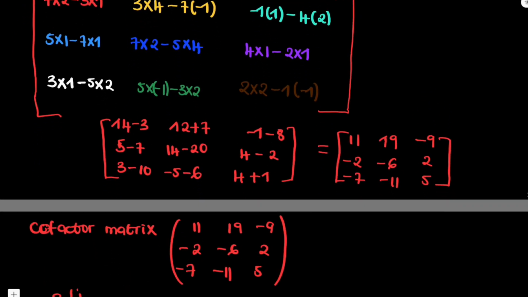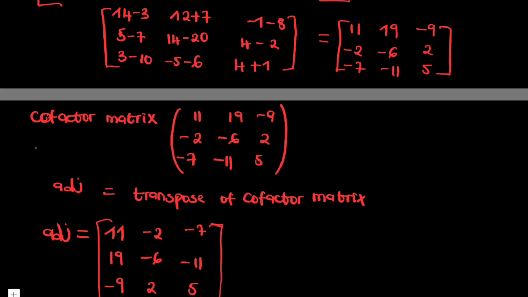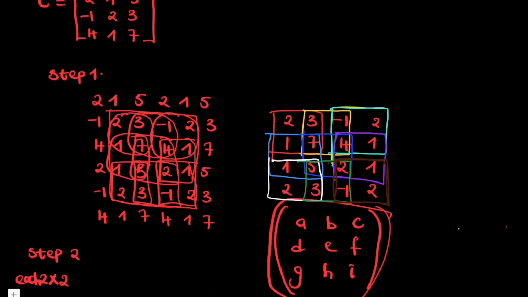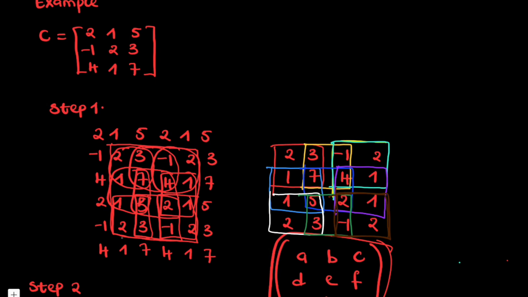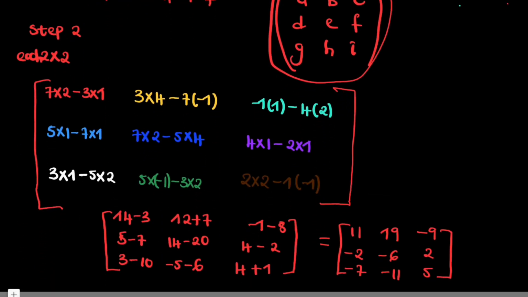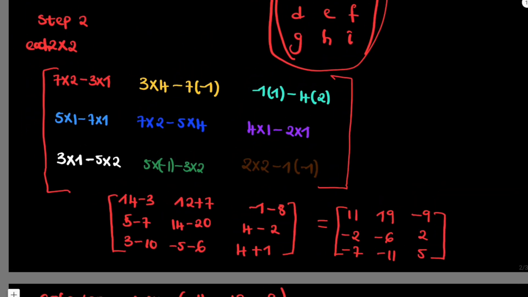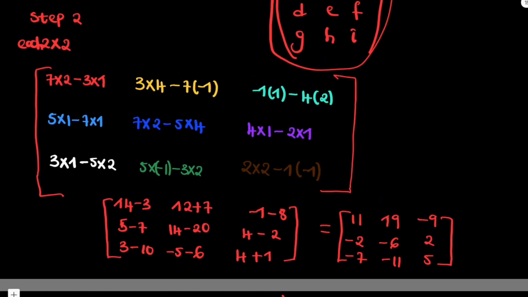So that was step 2, sorry. Now this is step 3. So remember to find the adjoint of a 3 by 3 matrix, we need to find the matrix of the cofactor, and we take the transpose of that matrix of the cofactor, and that is how we find the adjoint of a 3 by 3 matrix.